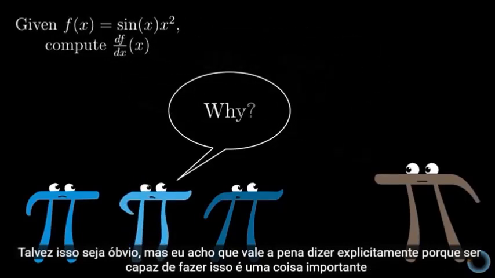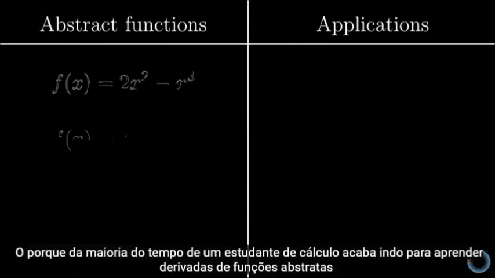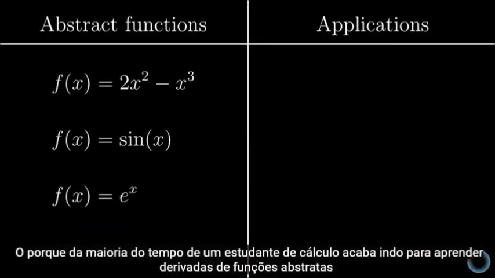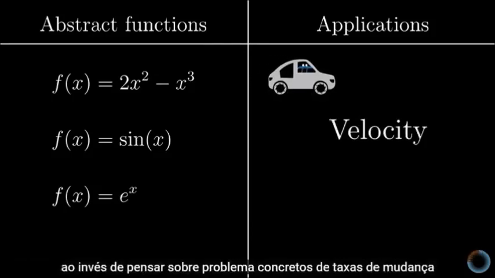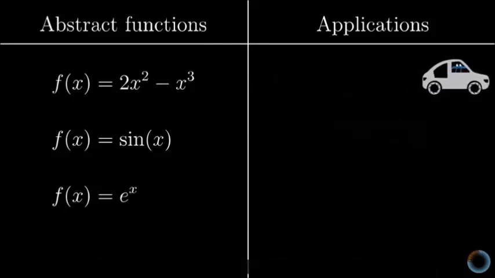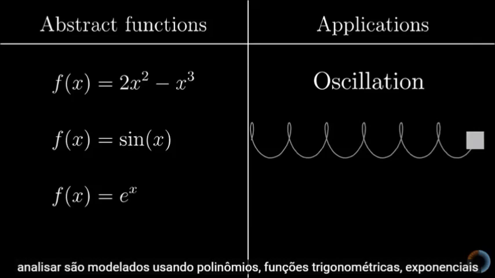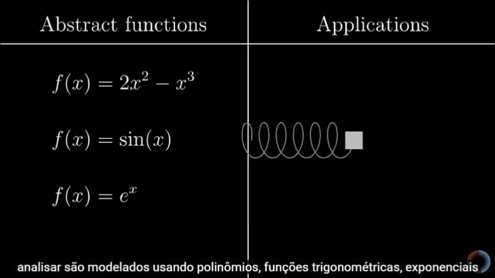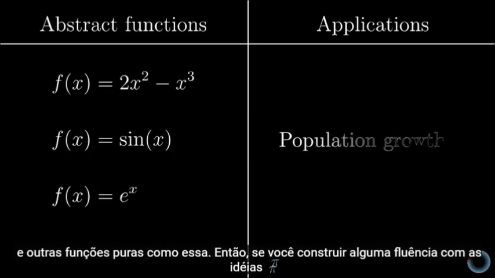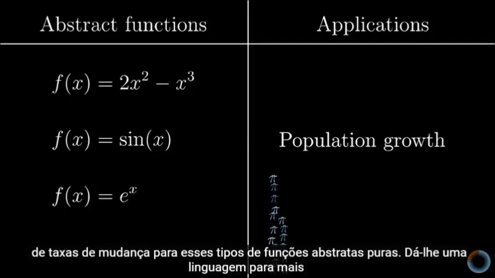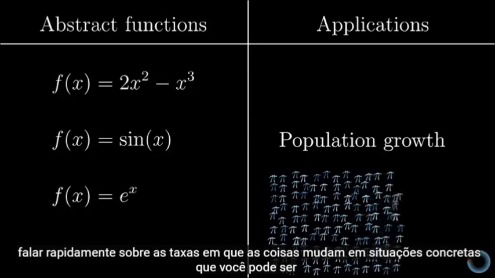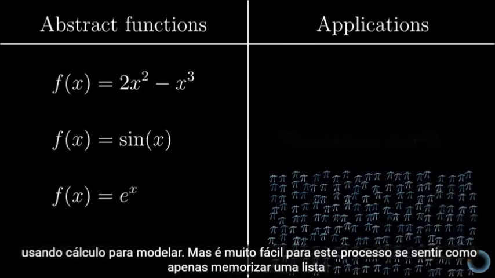Maybe it's obvious, but I think it's worth stating explicitly why this is an important thing to be able to do. Why much of a calculus student's time ends up going towards grappling with derivatives of abstract functions rather than thinking about concrete rate of change problems. It's because a lot of real-world phenomena, the sort of things that we want to use calculus to analyze, are modeled using polynomials, trigonometric functions, exponentials, and other pure functions like that. So if you build up some fluency with the ideas of rates of change for those kinds of pure abstract functions, it gives you a language to more readily talk about the rates at which things change in concrete situations that you might be using calculus to model.